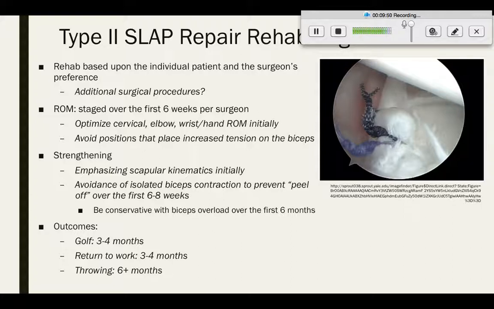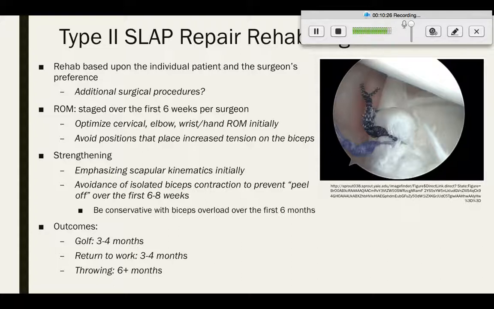When we think about active, active assisted, and passive stretching, that can change. Later on, sometimes up to 3 months, we're still limiting terminal stretching into extension or internal rotation behind the back, again, because that can place tension through the biceps complex. Another position that can as well is external rotation with the shoulder abducted to 90 degrees. So those are all ranges that you're going to want to make sure are clarified with the surgeon or in their protocol, and make sure that you're abiding by them.